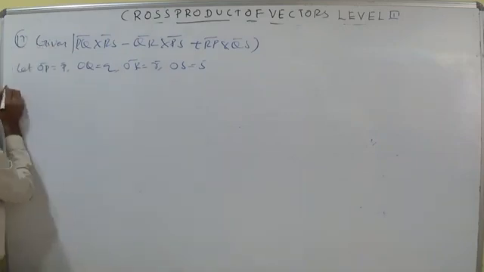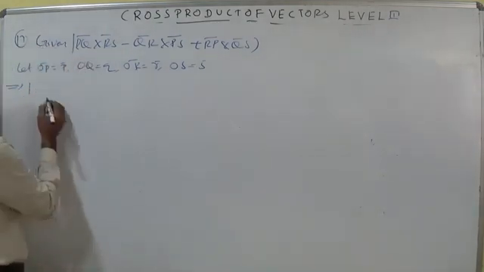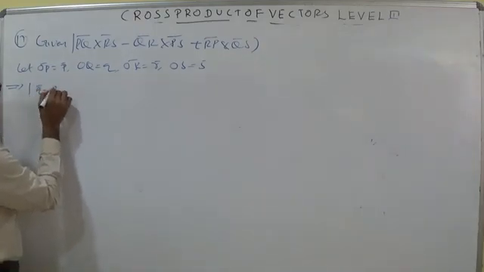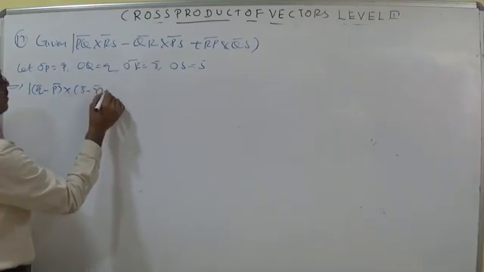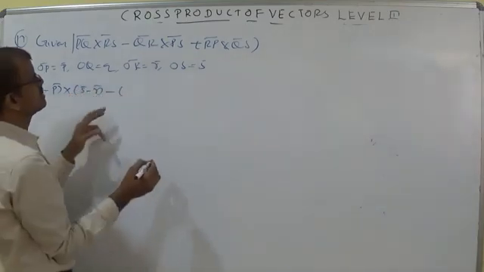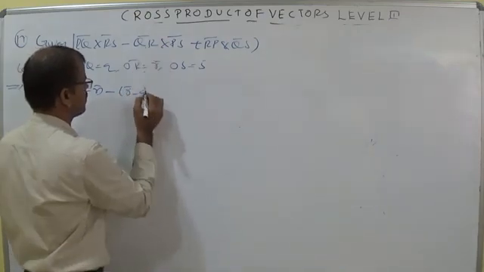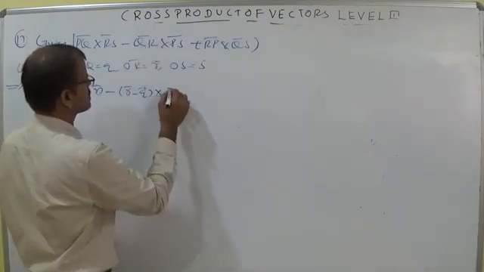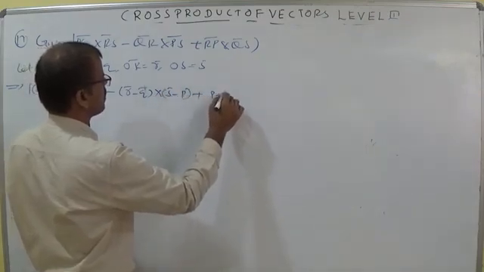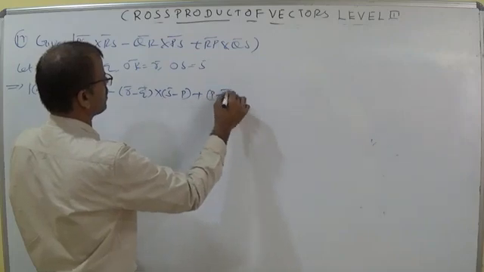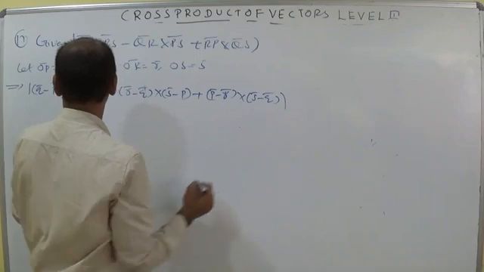Like that you write. That implies you can use the concept OQ minus OP, so you can write Q bar minus P bar cross S bar minus R bar, minus QR, so you can write R bar minus Q bar cross S bar minus P bar, plus P bar minus R bar cross S bar minus Q bar.